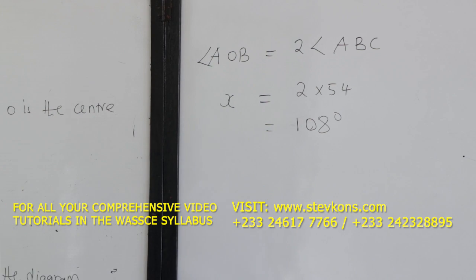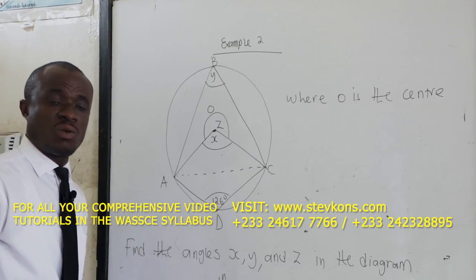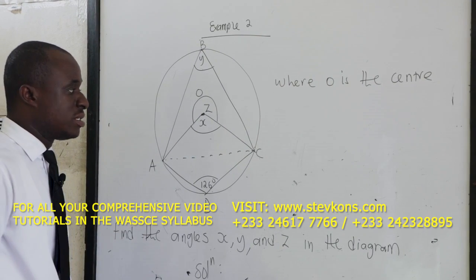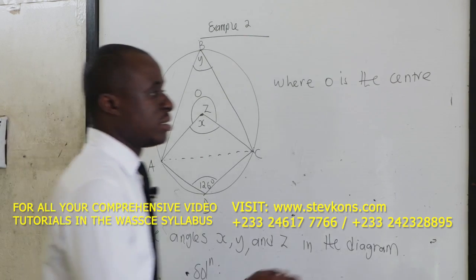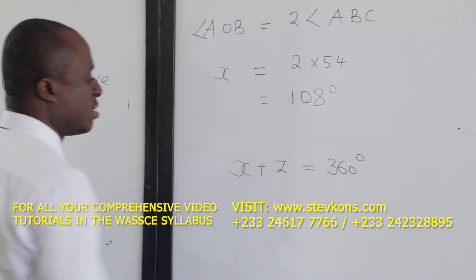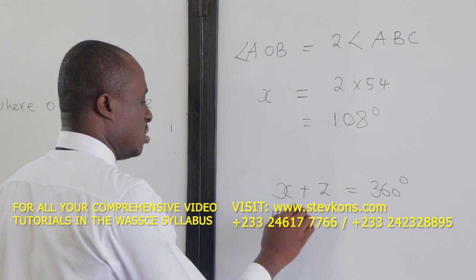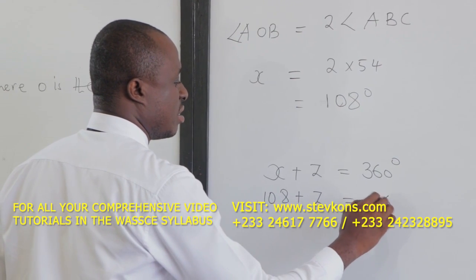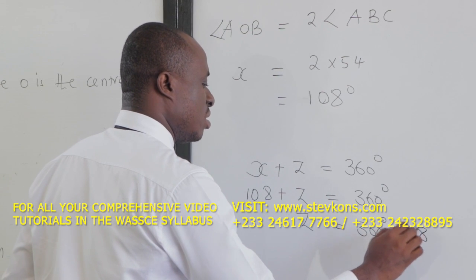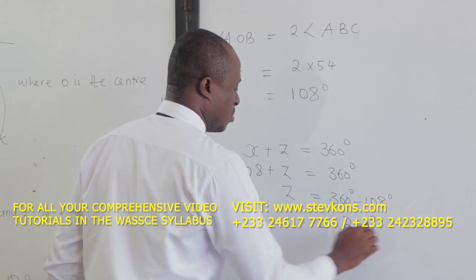Now let's see, also we want to find Z. Clearly, we know angles at a point is equal to 360. That is, X plus Z is equal to 360 because the Z is a reflex angle. So we know X plus Z equal to 360 degrees. Now what is X? X is 108, plus Z, this is 360 degrees. So Z will be equal to 360 minus 108 degrees. And this will give us 252 degrees.